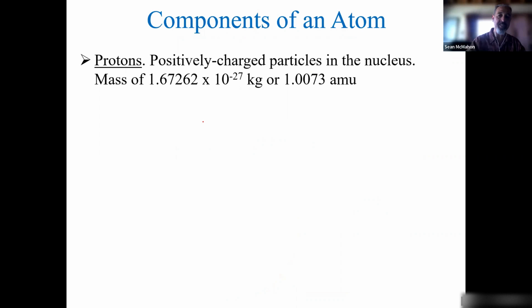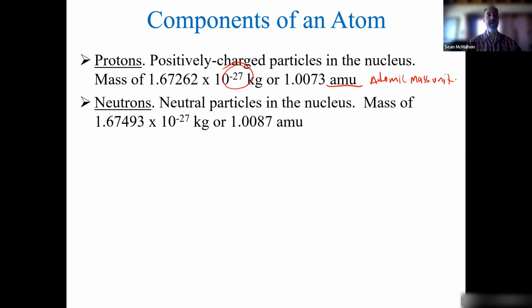And you could see it because it's 10 to the negative 27 kilograms, but it's basically 1.67262 times 10 to the negative 27 kilograms. But that's really hard to say. So instead, they say it's roughly 1 AMU. An AMU is atomic mass unit. That's a lot easier, right? So a proton's mass is 1 AMU.